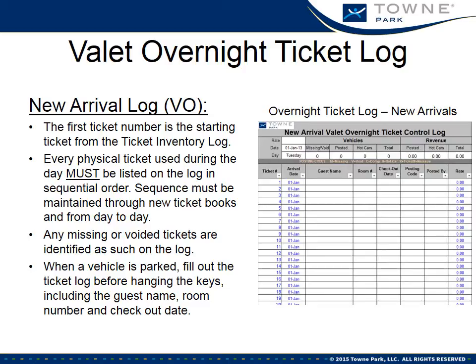Once a vehicle is parked, make sure to fill out the ticket log before hanging the keys, and be sure to put as much information as there is available at the time. When a guest first checks in, they may not have a room number yet. The GSE or cashier on duty should attempt to update the VO log throughout the day for room number, checkout date, and parking rate. This can be done through the hotel property management system if we have access, or if not, through reports printed by the front desk.